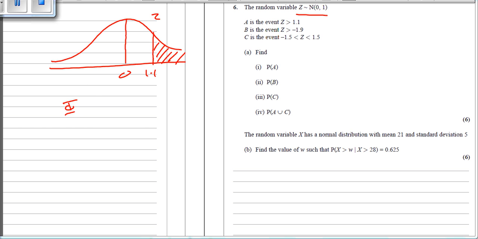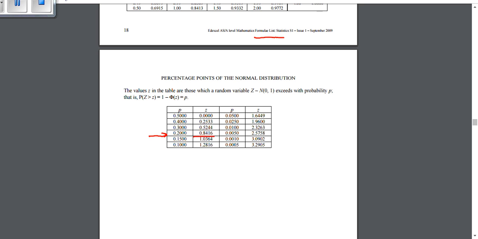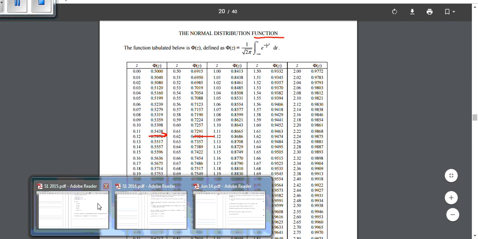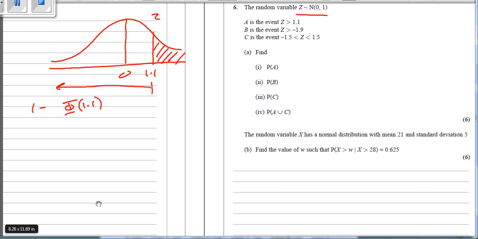If we look up phi of 1.1 in our table, that's going to give us this here. So what we need to do is take away that value. So if we look up phi of 1.1, it gives us 0.8643. So 1 minus 0.8643 gives us 0.1357.